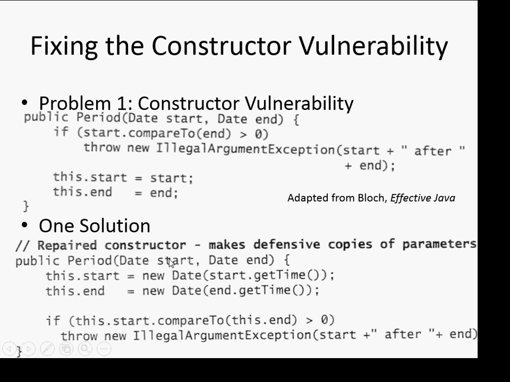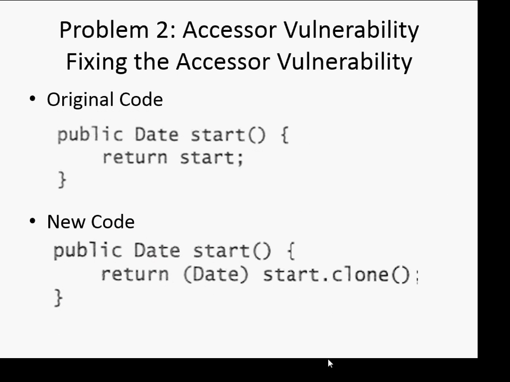When we pass things in, instead of just putting them directly as references internally, we have to make copies. And when we pass things out, we do the same thing. We make a copy here. Does that make sense? Do you have a sense of why this is?